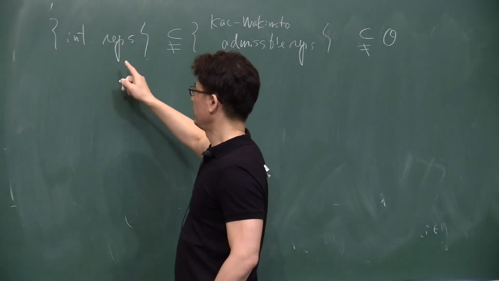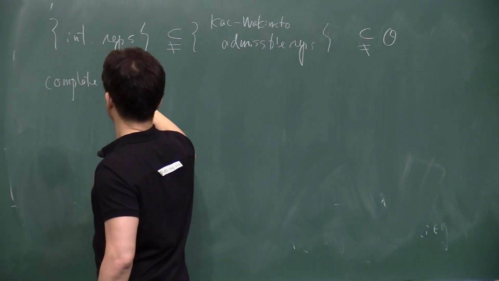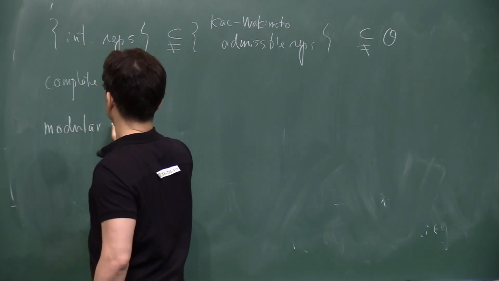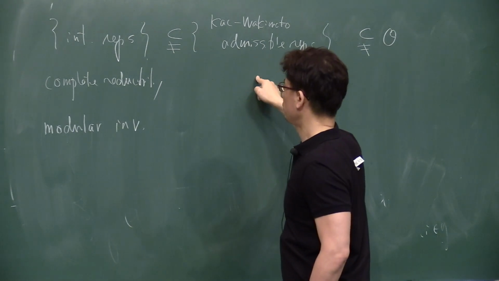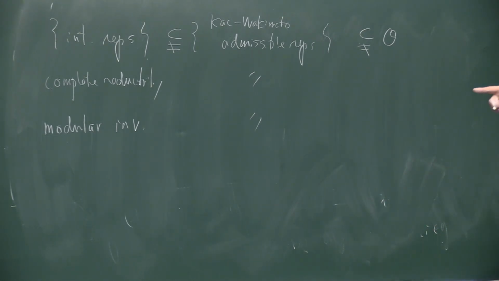So we know that the integrable representations are very nice. They have complete reducibility and the character is modular invariant. But the Kac-Wakimoto admissible representations have the same property, but the class is much bigger, and that is not least because of the theorem of Zhu and Dong and Mason. So it's natural to expect that the associated variety of a Kac-Wakimoto admissible representation should have a nice structure. And this is indeed the case.